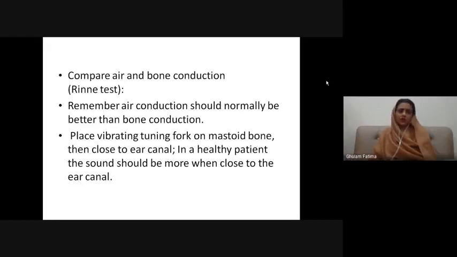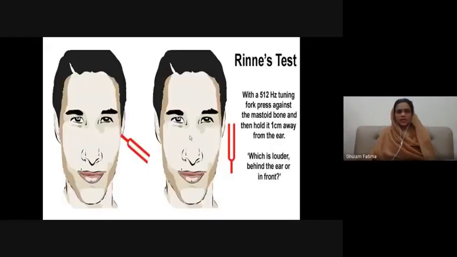Another test is performed where we compare the air and bone conduction, and this is called the Rinne test. In this test, if this is the tuning fork, then the tuning fork is held on your mastoid process, and then the fork is kept at a distance of 1 centimeter away from the ear. The patient will tell you which sound was louder, when it was on the mastoid process or when it is near your external ear.